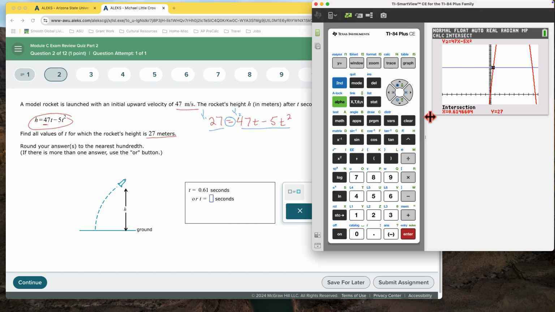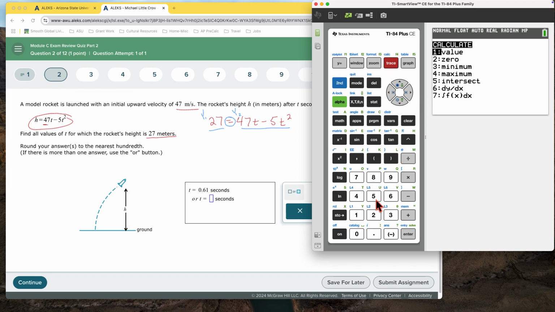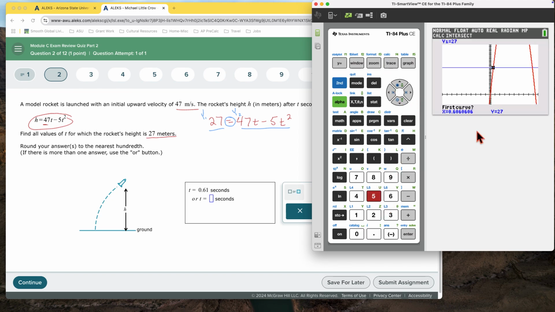Now to find the other one, we do the same thing. Call up the tool again, second calc, number 5. You could just hit the number 5, and now it is calc intersect. It's saying it up here. Where is the first curve? I'm on the blue one. If you're not sure, just hit the right arrow. Oh yeah, I'm on the horizontal line. But I want to get over to the other side because it's going to find whichever intersection I'm closest to. So if I hit enter, enter again, it'll find exactly the same one.